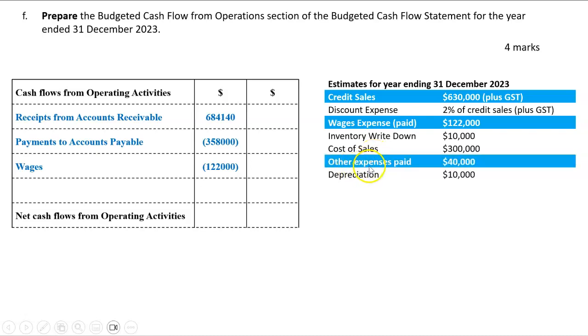This is the confusing one, and I've just put this in because it was on the exam one year. Other expenses paid. It does say paid. We have no idea what they are, so we're just going to put that there. And then that leaves depreciation, which is an expense, but it is not a cash payment.